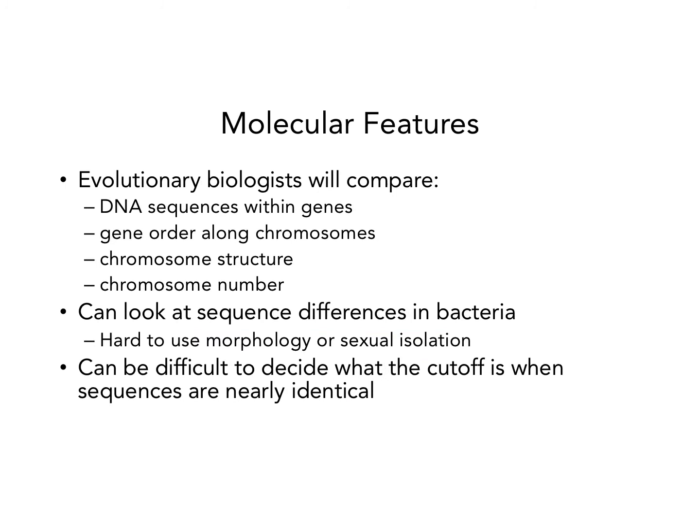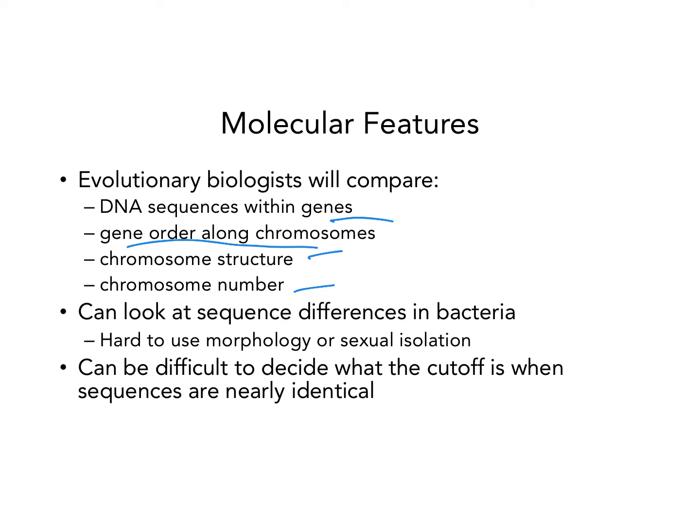Now, another thing that you can use instead of this interbreeding idea, or the reproductive isolation idea, is molecular features. Typically, evolutionary biologists will utilize these, and more so nowadays than in the past. You can look at DNA sequences. You can look at gene order, simply trying to track how the gene order has changed over time. Chromosome structure and chromosome number are also used as characteristics.